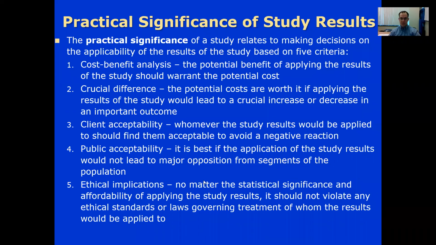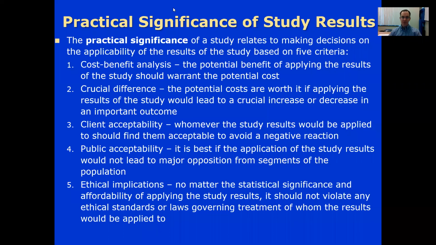Another is public acceptability. It is best if the application of the study results would not lead to major opposition from segments of the population. For example, in stem cell research, this has been a hot topic in the United States of whether or not stem cells should be used in certain areas of research. So that would be something where you'd have to weigh public acceptability of the results.